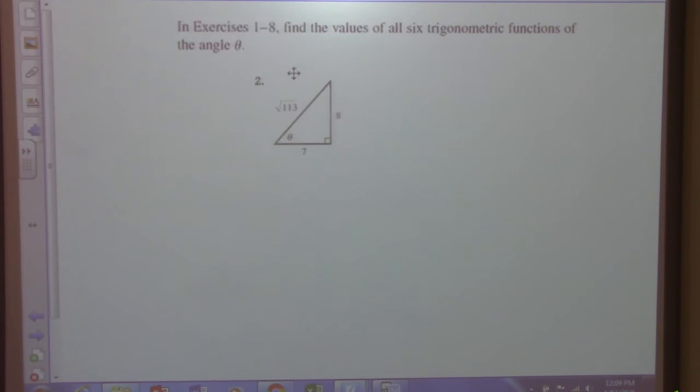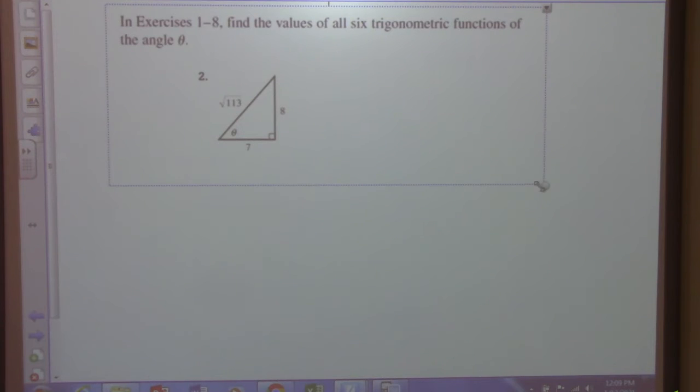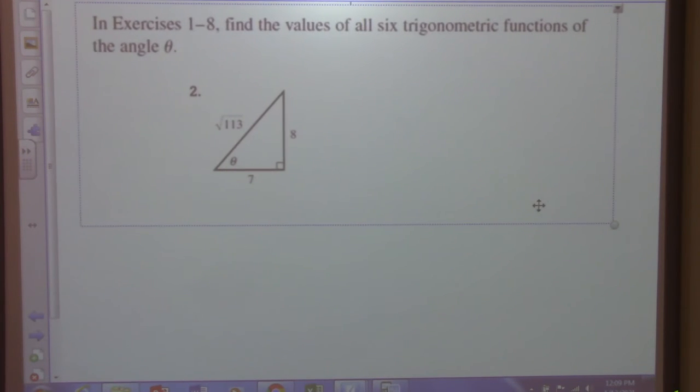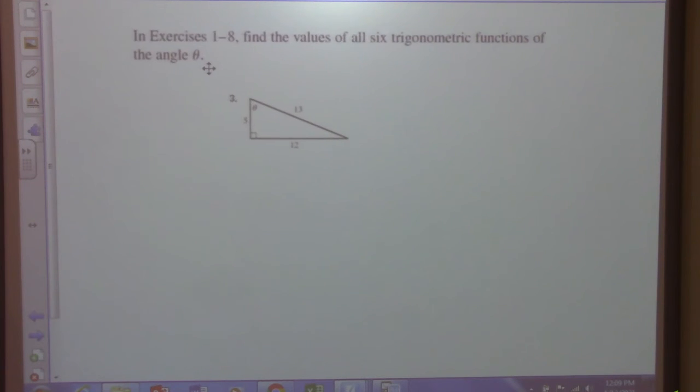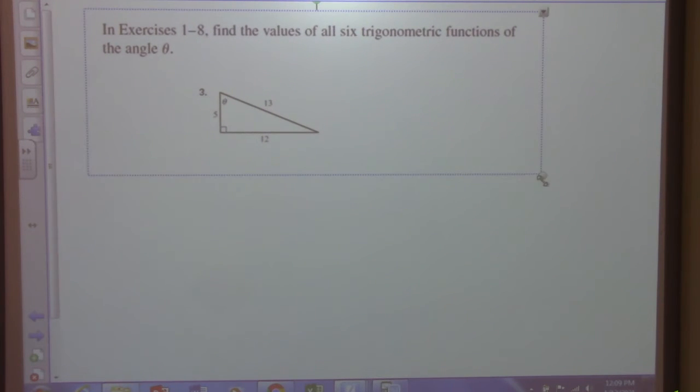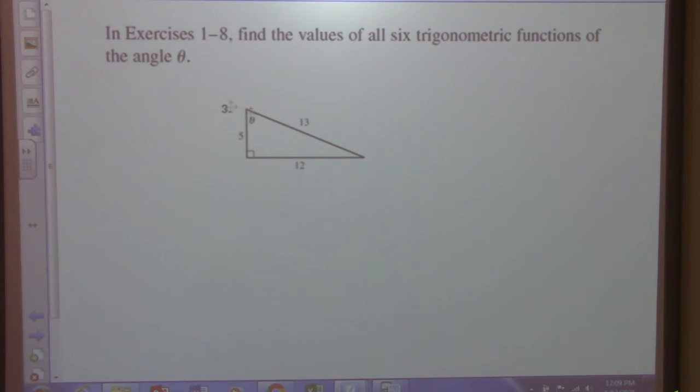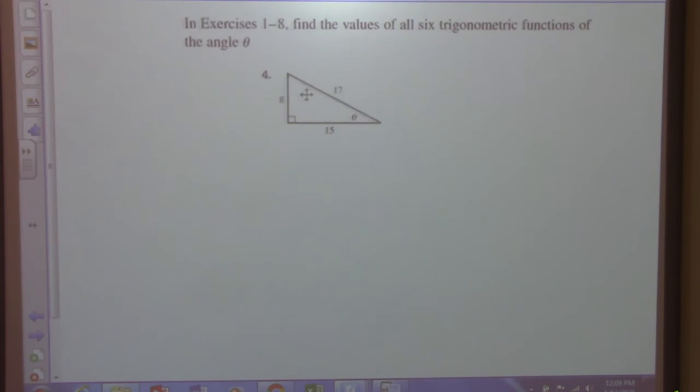You can't have trouble reading on the paper. This one right here is the square root of 113. That's what that is. Okay, that's what that is, yeah. Enlarge these.